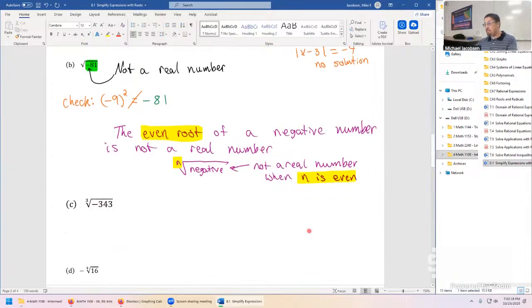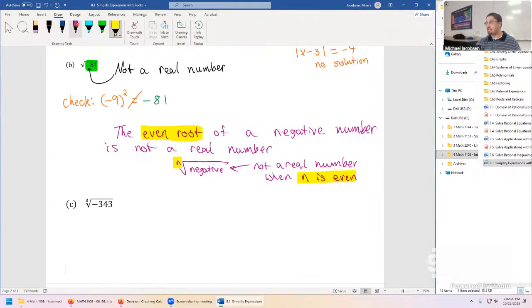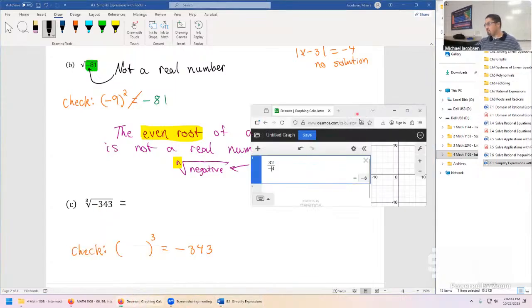The check is still the same though. The check always looks like this. Whatever number you come up with for an answer, the check is going to be taking that answer to the power of 3, and it needs to come out as negative 343. So this one does have an answer, even though the radicand this time is negative. And to support this, a calculator is a good idea for these kinds of problems.